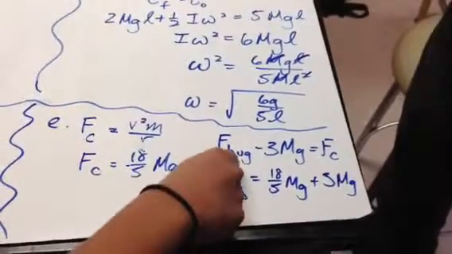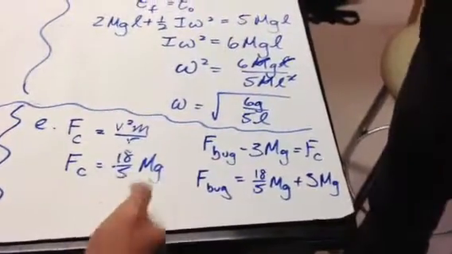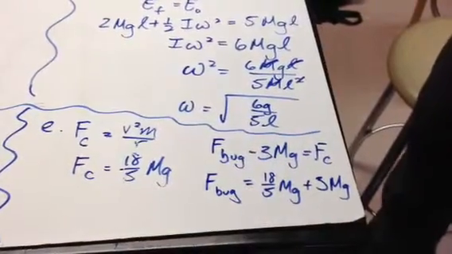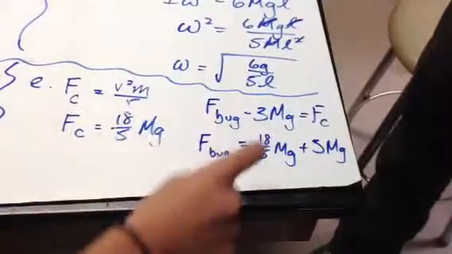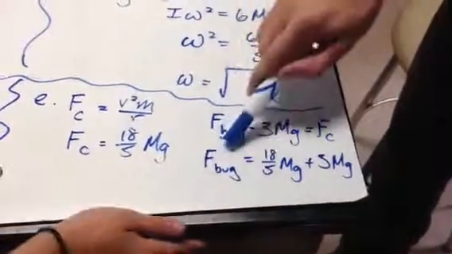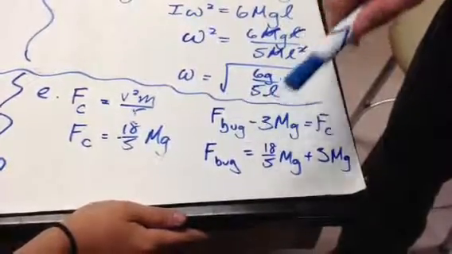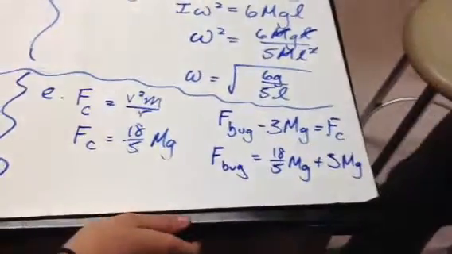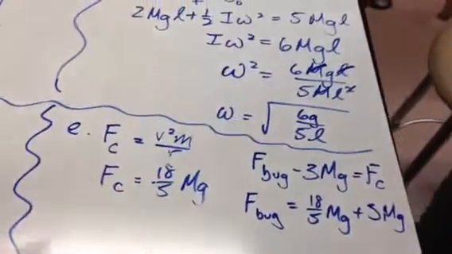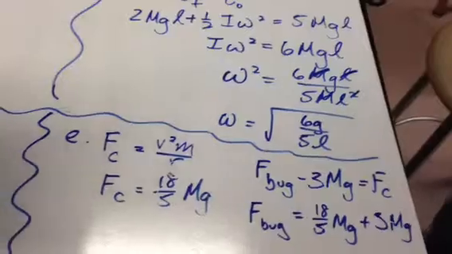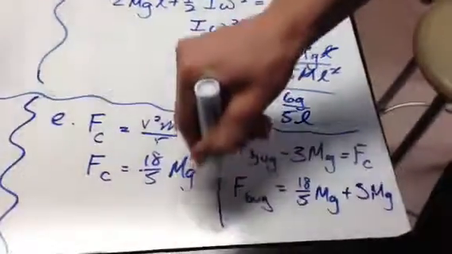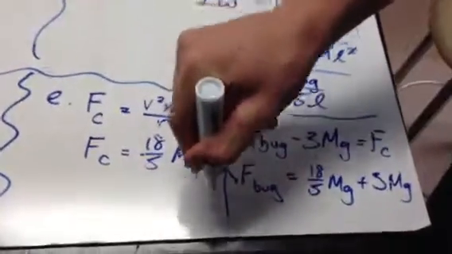However, you know that the force of the bug minus its weight is equal to your centripetal force. Since you're solving for the force of the bug, you also have to remember to add on the weight of your bug. So you end up getting 18 over 5 mg plus 3 mg. And that's how you solve it. Oh, and the direction of the force: since the bug is hanging downward on the apparatus, the force direction would have to be straight upward.